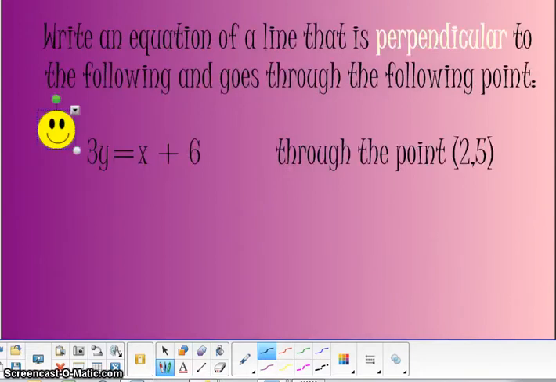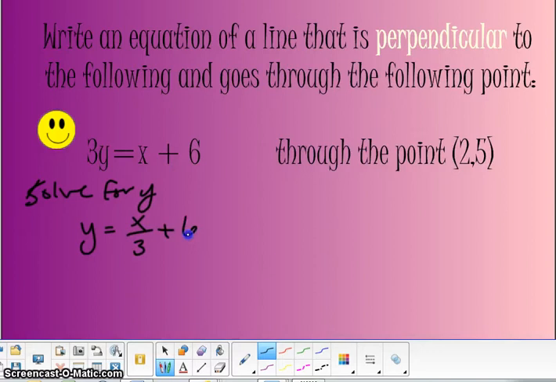Okay, so on the next one, we have to work a little bit just to find that slope. But when we do, we'll be able to find the equation of the line that's perpendicular to the following and goes through the following point. So I'm going to solve for y first. And I'm going to divide everything by 3. X over 3 is really 1/3 x. So that's the slope-intercept form for the original.